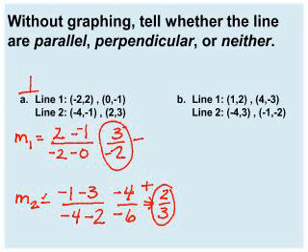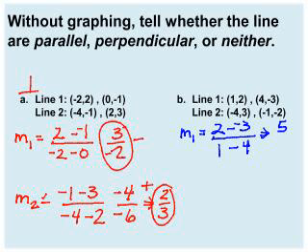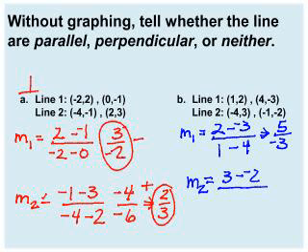In example B, we want to do the same thing. So I find my slope 1 by taking my y1 minus my y2 over my x minus my x, and I'll get 5 over -3. And then I want to find my slope of line 2, same exact way. 3 minus a -2 over -4 minus a -1. So I get 5 over -3.